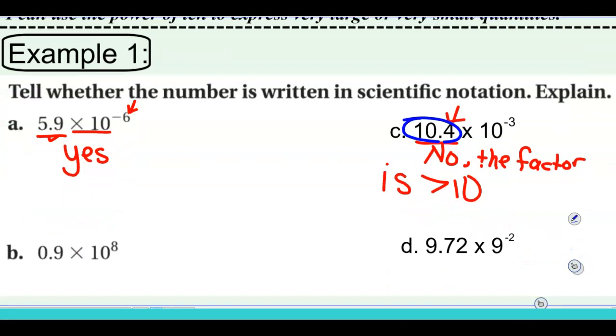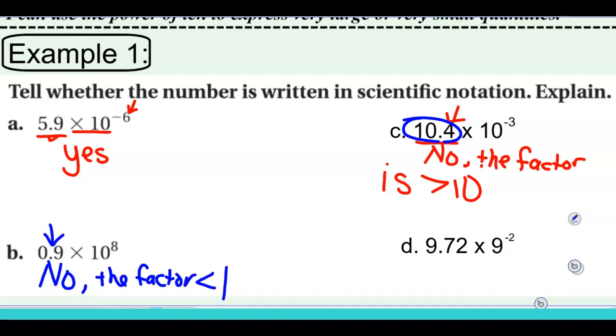All right, let's look at B again. Let's look at the factor first. Is this between 1 and 10? And the answer is no, it's not. Remember, we cannot have just a decimal less than 1. So no, the factor is less than 1.